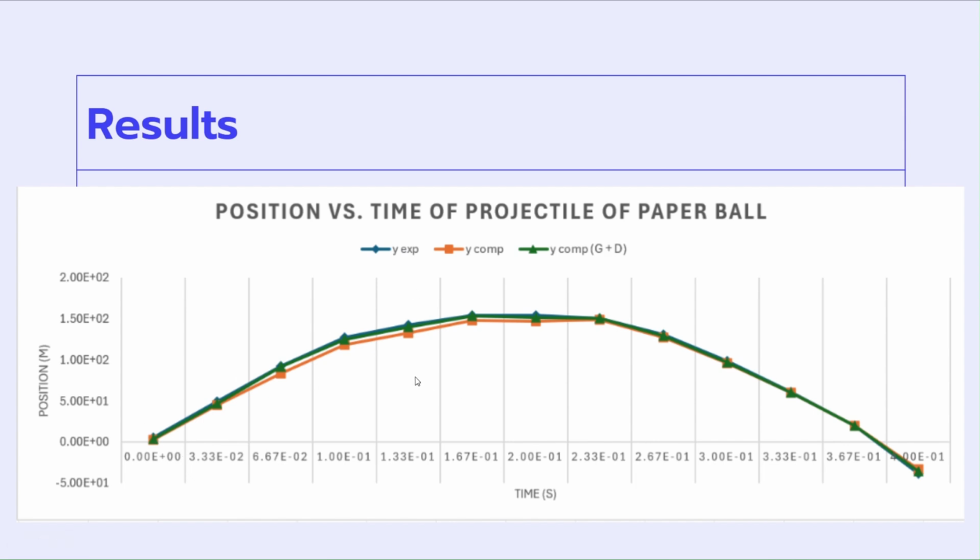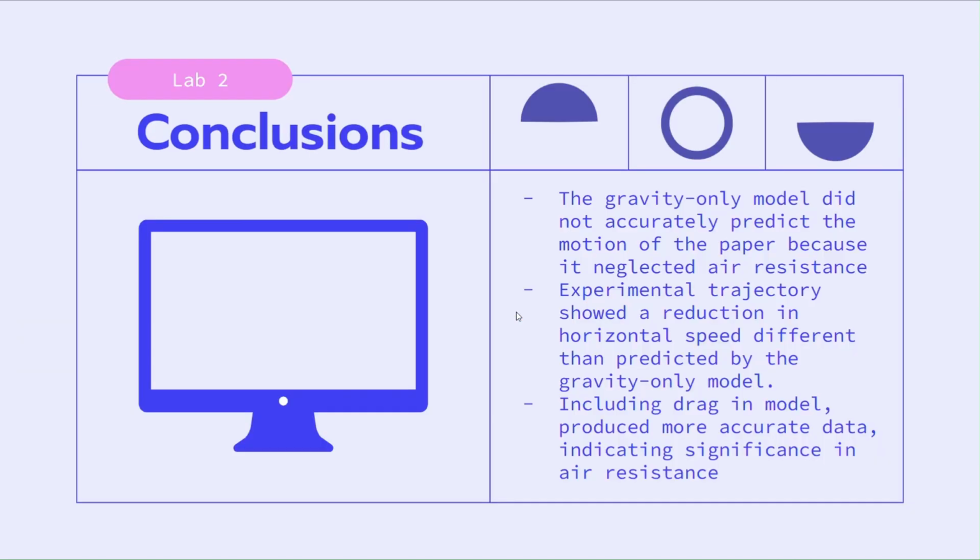So combining all of the results from each experiment and computational, the results with gravity and drag force are very similar. You can almost not even see the experimental behind the computational. And then you can see that our computational only including gravity is like right below that.